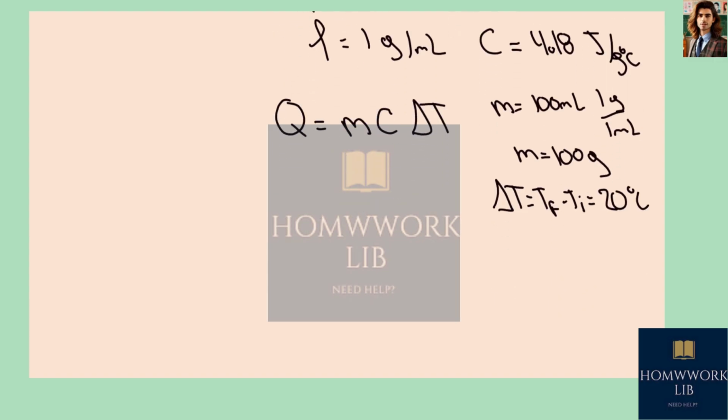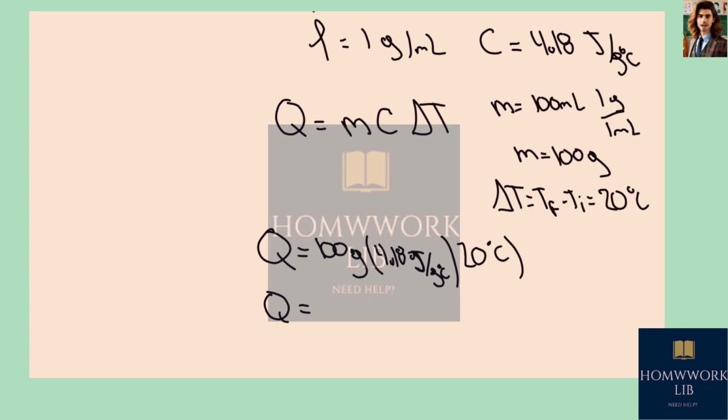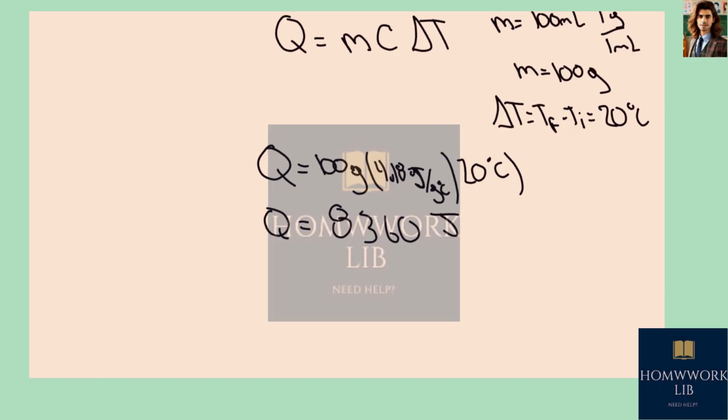So the heat that is released by this whole reaction is going to be equal to 100 grams times heat capacity, 4.18 joules per gram degree Celsius, times delta T, that is 20 degrees Celsius. The result of the heat release is 8,360 joules. So now we need to divide by the amount of mole that we employed.